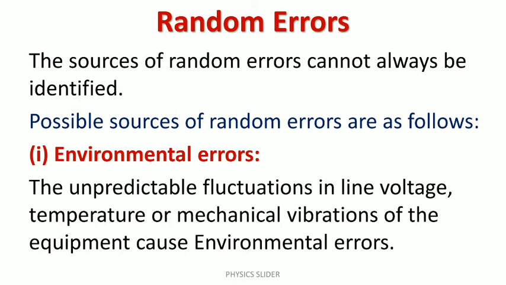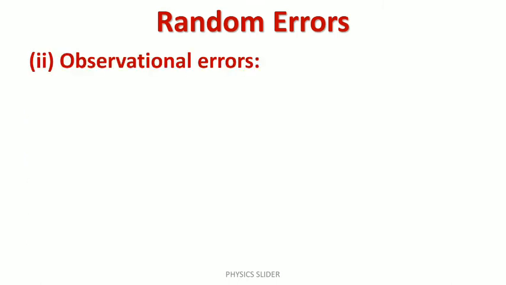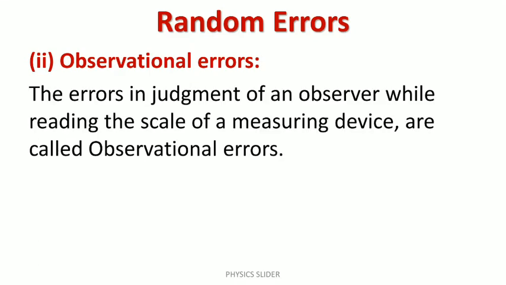All right, and these kind of fluctuations or the vibrations cause environmental errors. Moving ahead, we have observational errors. What are observational errors? It is clear by its name. These are the errors in judgment of an observer while reading the scale of measuring device, called observational errors.